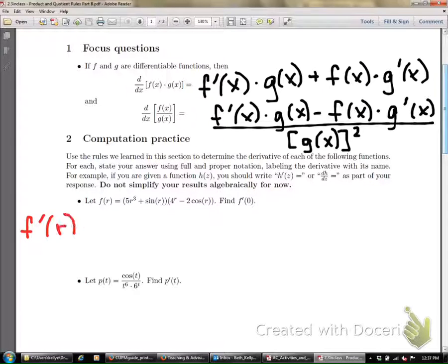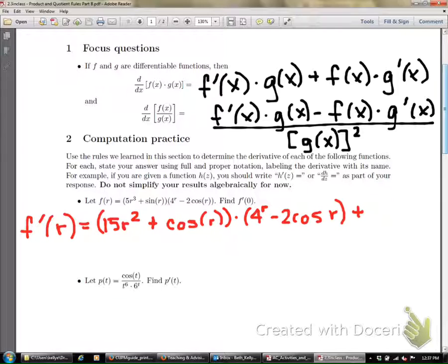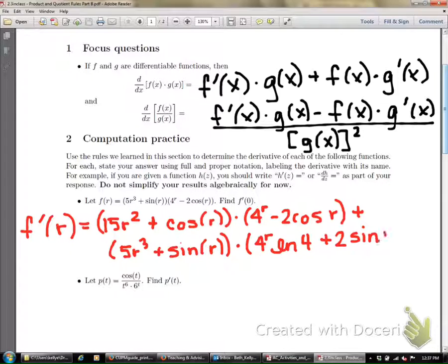So f prime of r equals, we're going to take the derivative of the first function, so we get 15r squared plus cosine of r, that's a plus sign, times the second function, we leave that alone, 4 to the r minus 2 cosine of r, plus, I'm going to have to go on a different line here, we take the derivative of the second function, we leave the first function alone, 5r cubed plus sine of r, and multiply by the derivative of the second function, 4 to the r natural log of 4 plus 2 sine of r. Okay, and there is f prime of r.